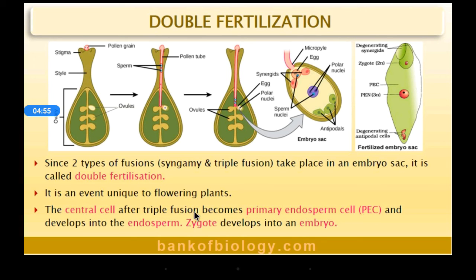The central cell after triple fusion becomes the primary endosperm cell and develops into the endosperm, and then the zygote develops into an embryo. So this is double fertilization, and this is the primary endosperm cell. I hope it is clear to you.